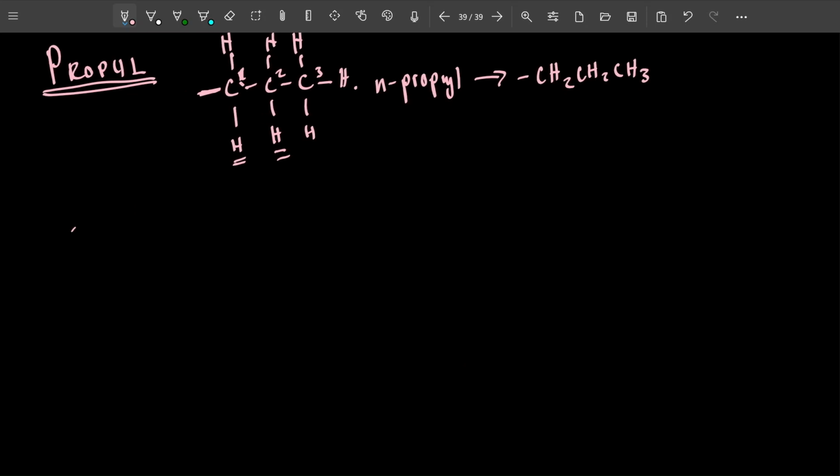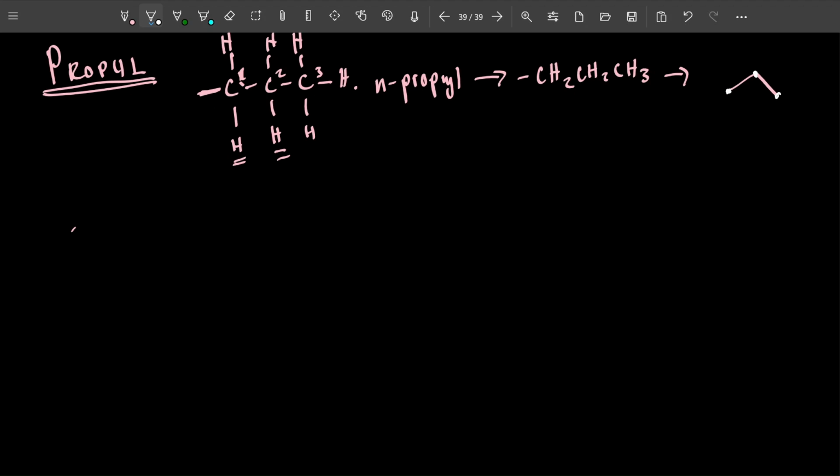And if you are to put it as the bond line formula, remember that all the tips and the corners are carbons. So the tips will be carbons unless you put an atom or a molecule there, then it can cease to be. But as long as it has 1, 2, 3 carbons, this is your normal propyl.